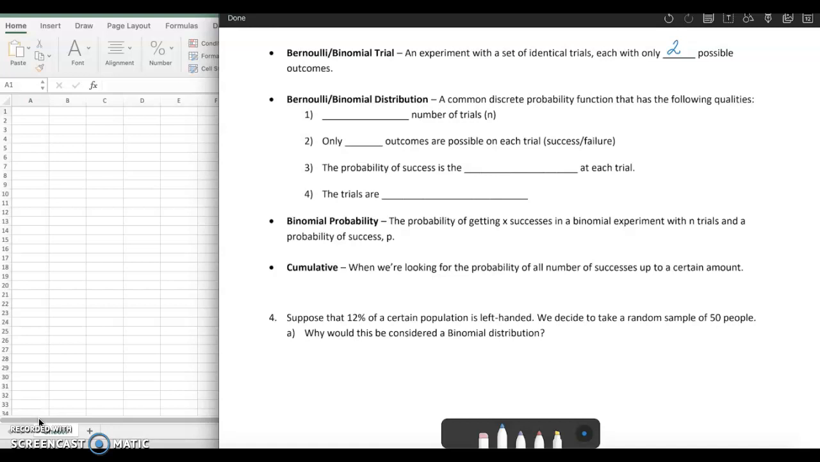It has a fixed number of trials. Only two outcomes are possible for each trial, a success or a failure. The probability of success is the same at each trial, and the trials are independent.